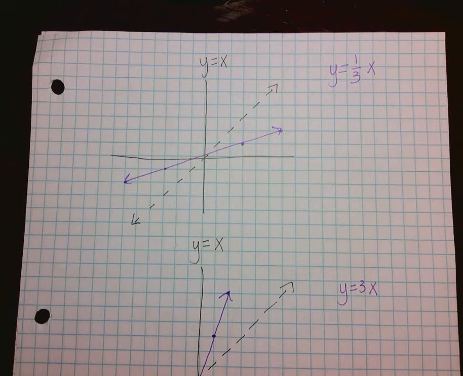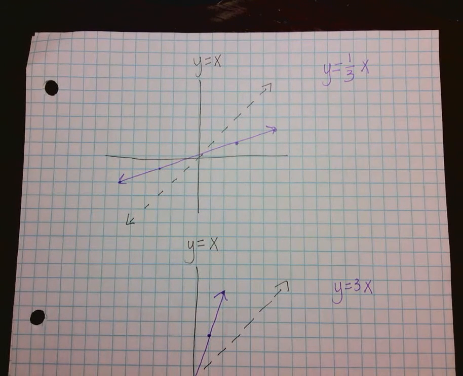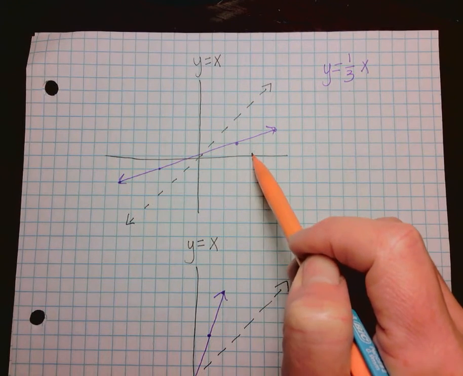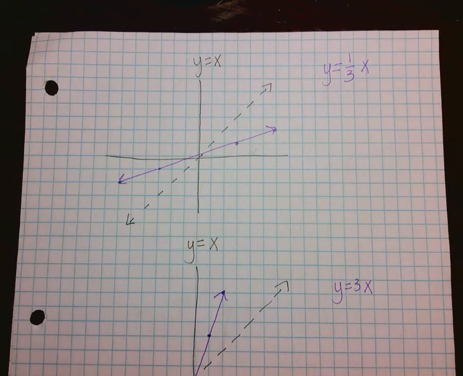Now, before we go to the last example, let's review straight lines. So I graphed the parent function of a straight line. That's the black dotted line, y equals x. And then I graphed y equals 1/3 x. What did I do? I changed the slope from 1 to 1/3. And when I did so, what happened? The line is actually getting closer to the x-axis.